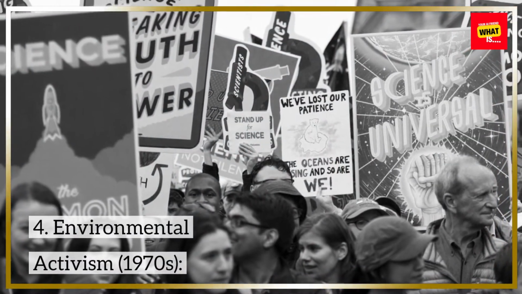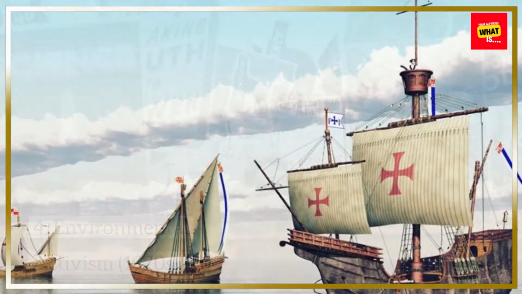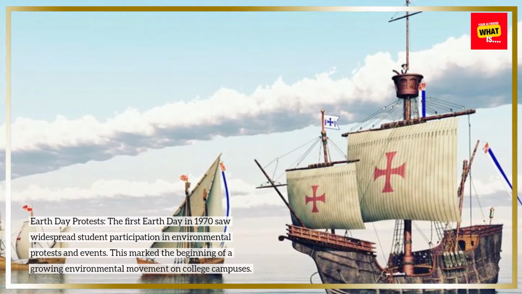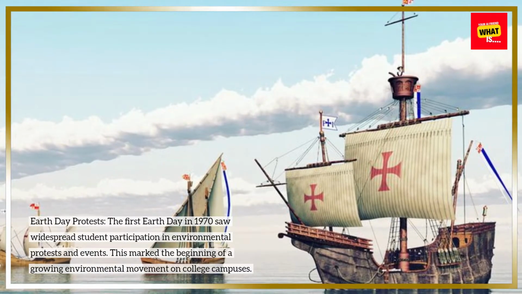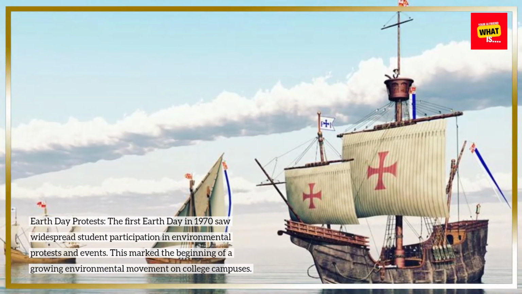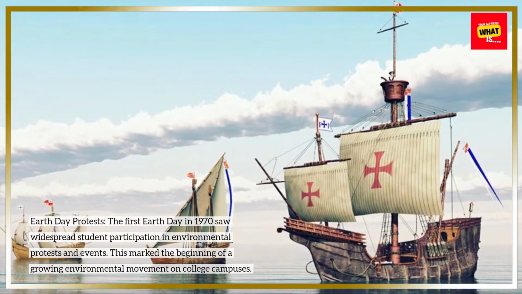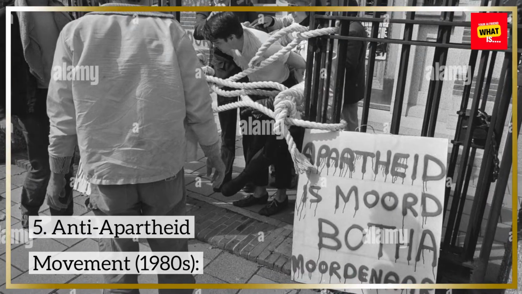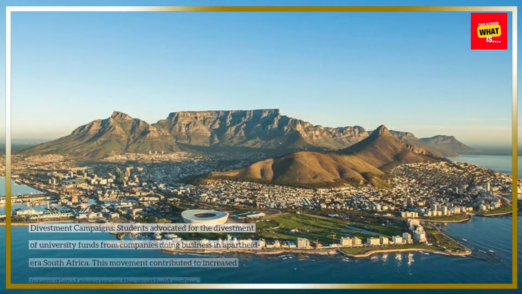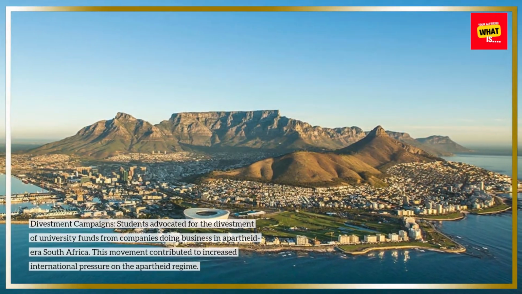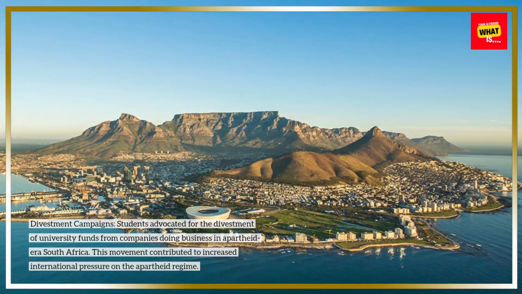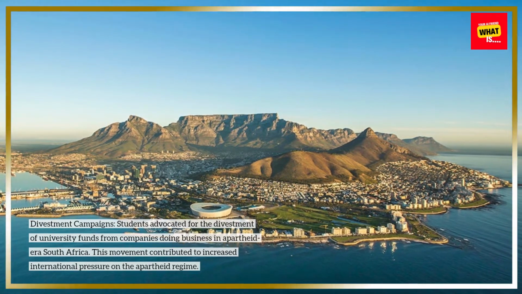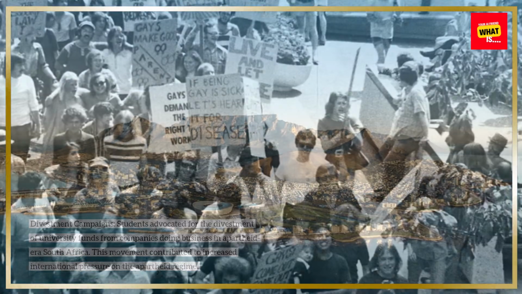4. Environmental activism, 1970s. Earth Day protests. The first Earth Day in 1970 saw widespread student participation in environmental protests and events. This marked the beginning of a growing environmental movement on college campuses. 5. Anti-apartheid movement, 1980s. Divestment campaigns. Students advocated for the divestment of university funds from companies doing business in apartheid-era South Africa. This movement contributed to increased international pressure on the apartheid regime.